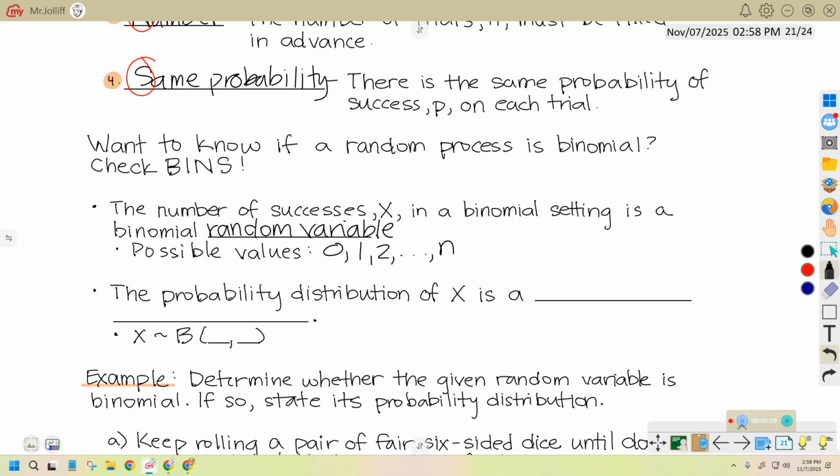The distribution that results from looking at all those possible outcomes, 0 to n, and their probabilities, is called a binomial probability distribution. Because statisticians are very creative.